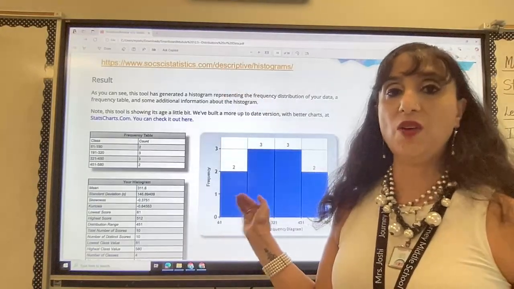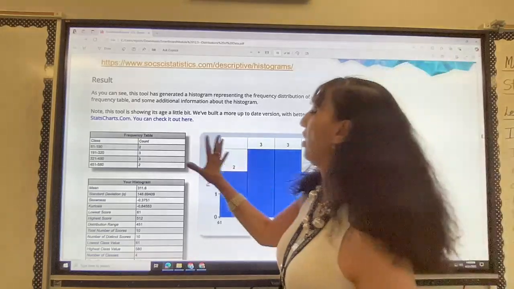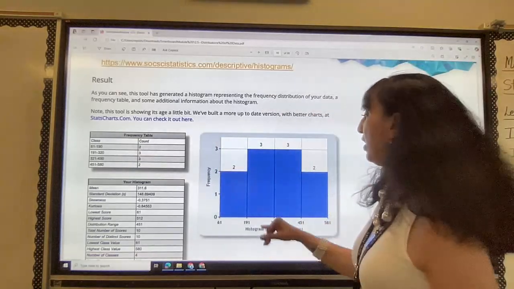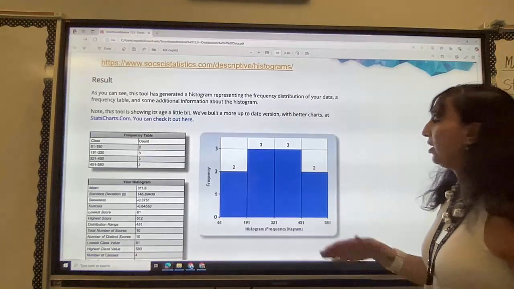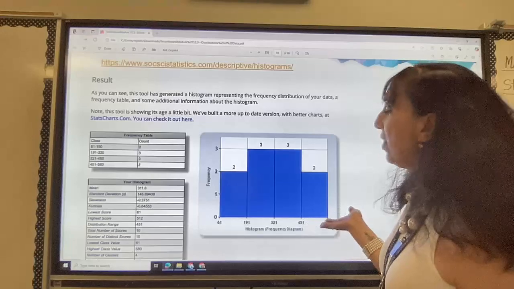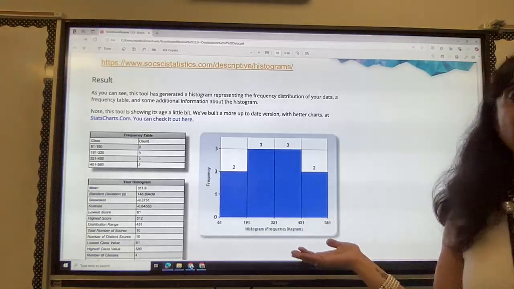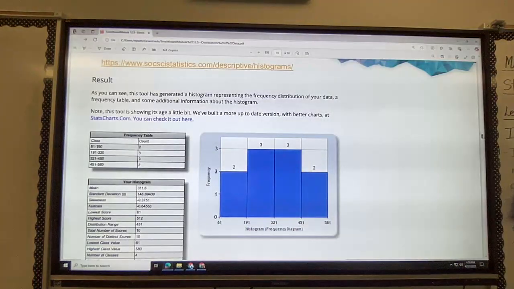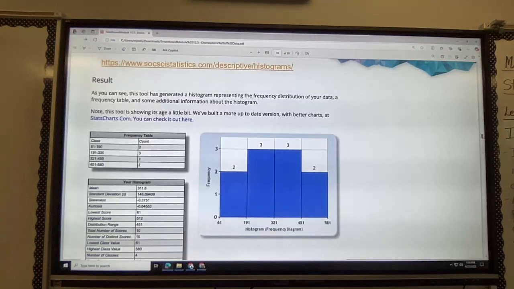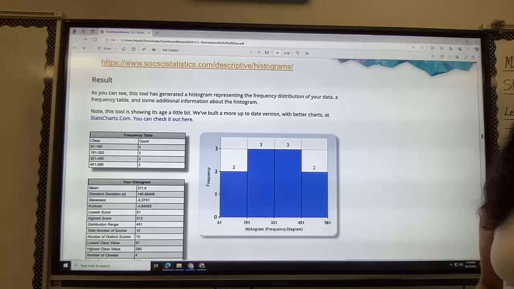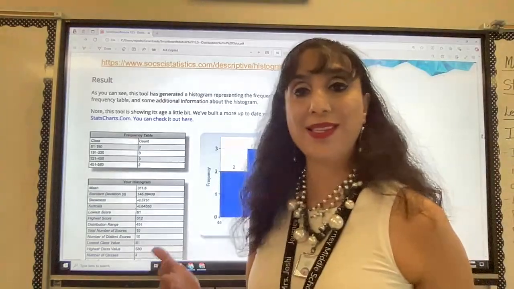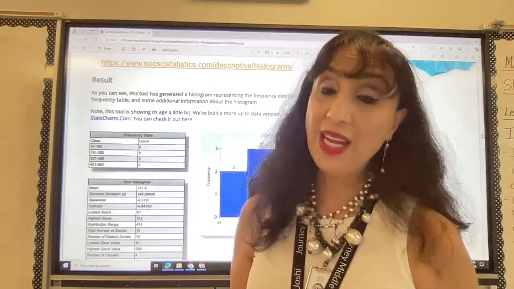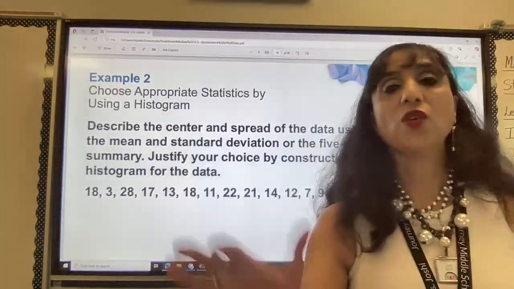I input the values, it did all the frequency count and all that stuff, and it created this for me. And looking at this, I can see that it is a symmetric distribution. Both sides look exactly the same. So therefore, this is going to be a symmetric distribution. Okay, so because it's symmetric, what's the best measure to analyze the data? It's going to be the mean. All right. So here's another one.